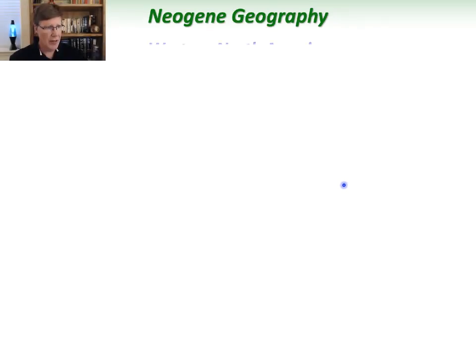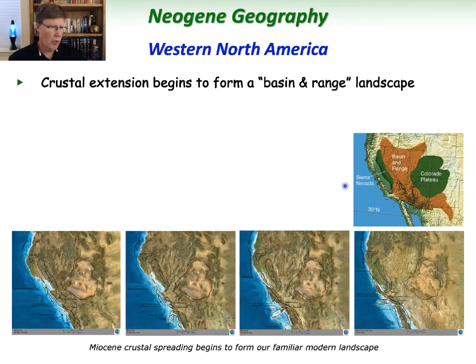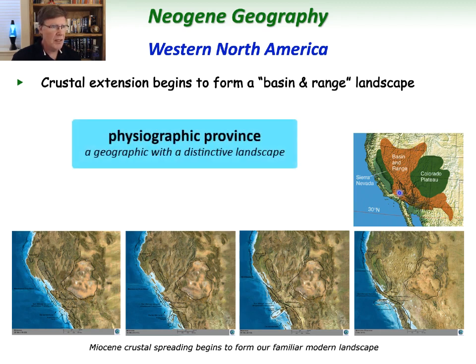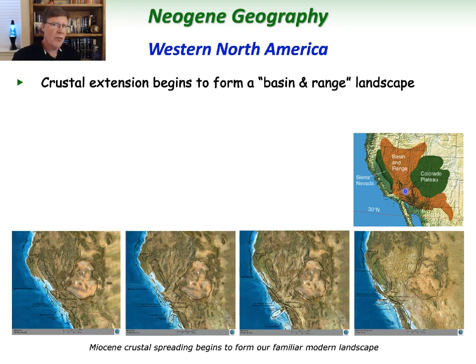In western North America, the geography is changing quite a bit. Looking at a time sequence here shows the development of the landscape province known as the Basin and Range. It occupies this area from eastern California across Nevada into Utah, down into Arizona, even down into Mexico. That's the Basin and Range physiographic province. It was created pretty much when the San Andreas transform was created and subduction ended. There was an end to compressional tectonics.